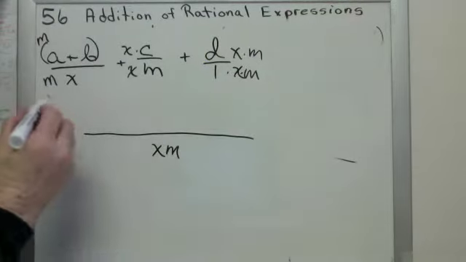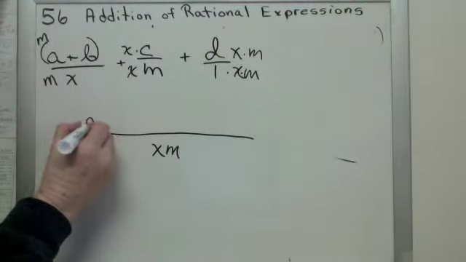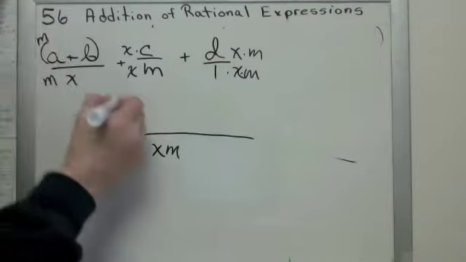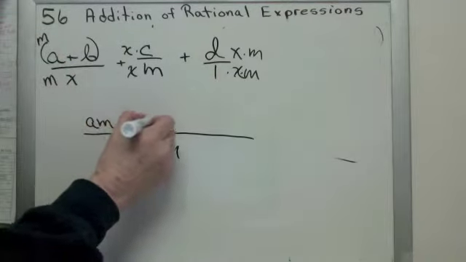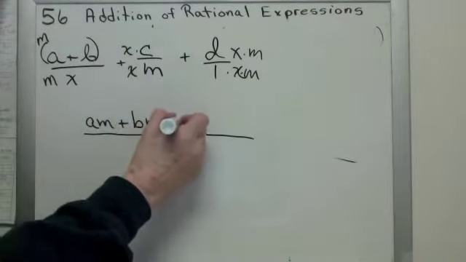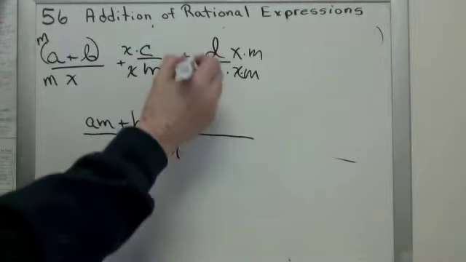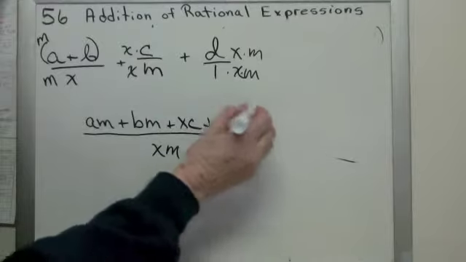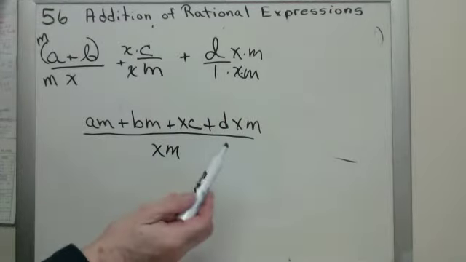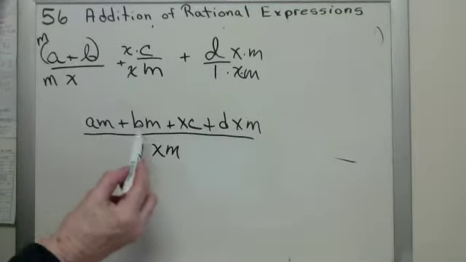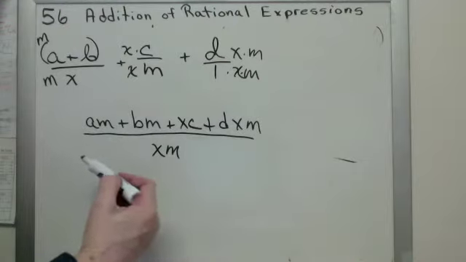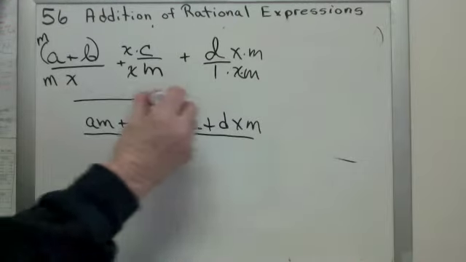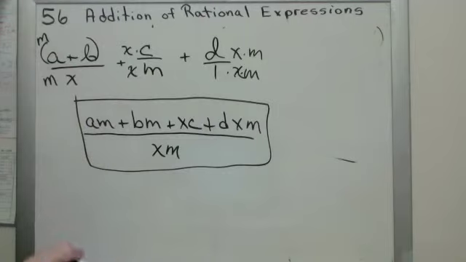Now, just the process. Let's do the multiplying. m times a, am. m times b, bm. x times c, xc. d times xm, dxm. Now I check. This could be the answer, but maybe I have some like terms. No like terms. So, final answer right there.